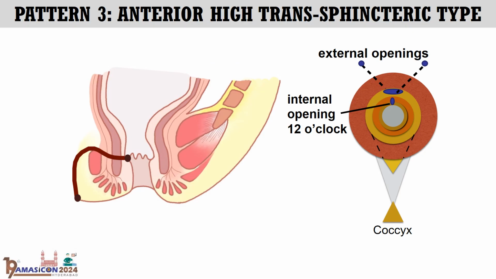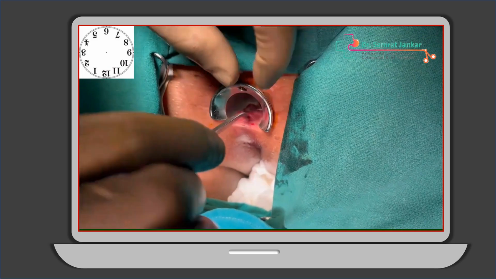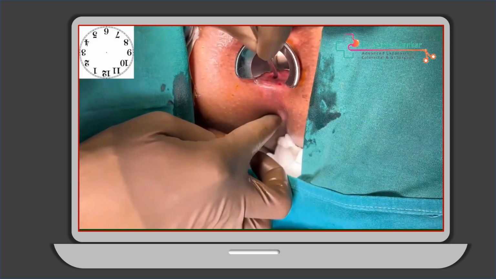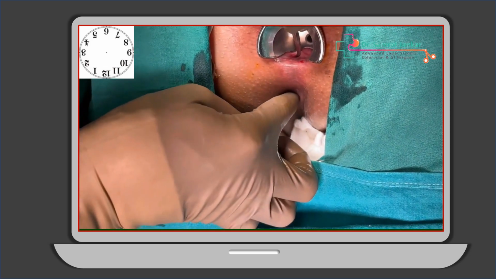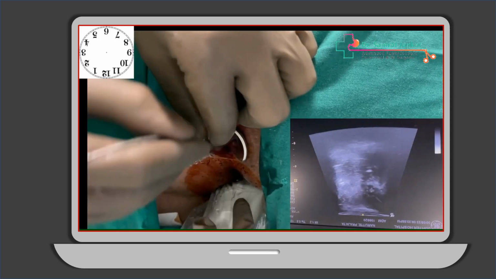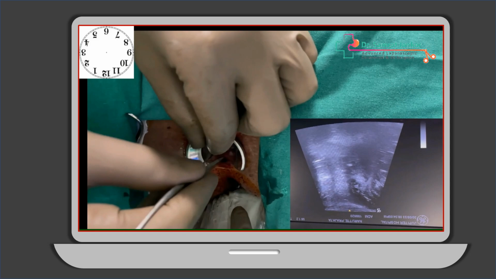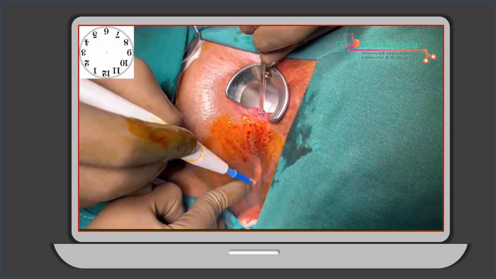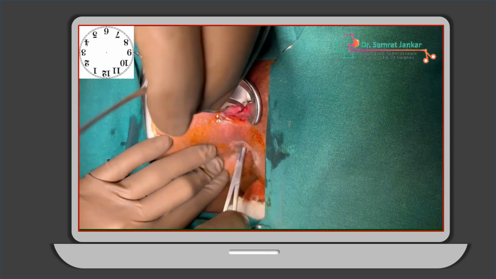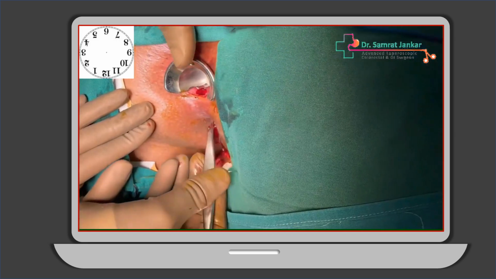A sphincter preserving procedure is the better option for this lady with an anterior high transphincteric fistula. We have planned in prone position. The ultrasound probe has been placed to identify the cavity in the perineum. We have taken the incision over the cavity, and we nicely opened up the cavity outside.